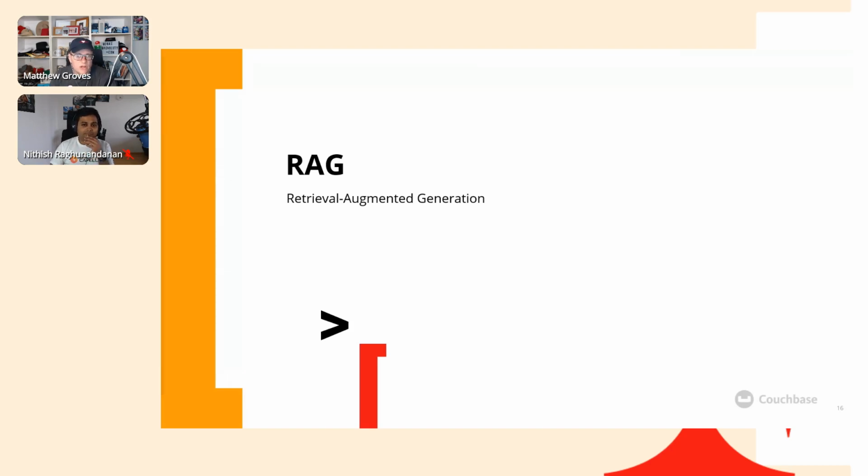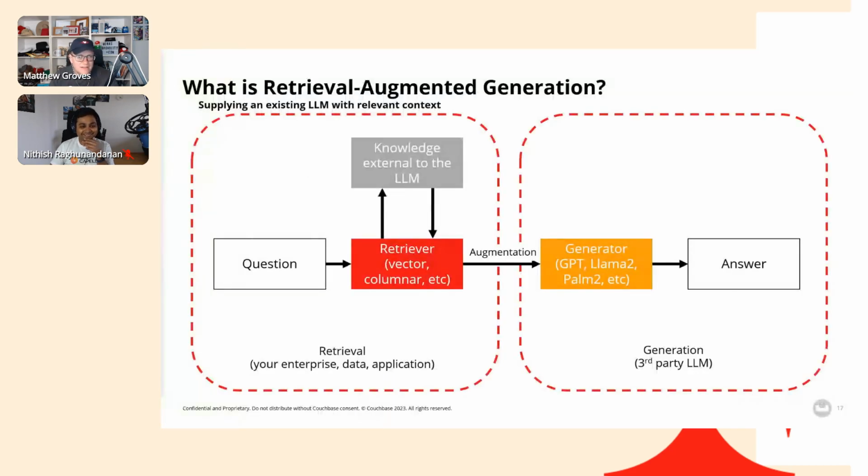RAG, or Retrieval-Augmented Generation. First three letters of Nitish's last name, by the way. Total coincidence there. But anyway, it is a fancy-sounding, complex term for something that's relatively simple. That's usually the way it works in computer science. We have to name something really fancy sounding before we start using it, giving it this buzzword.